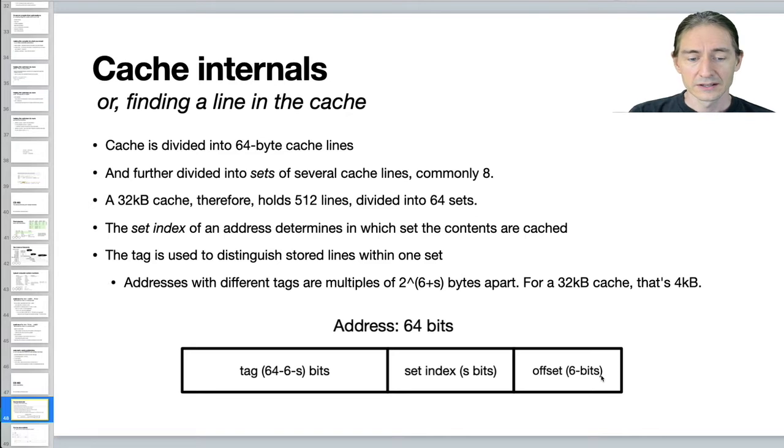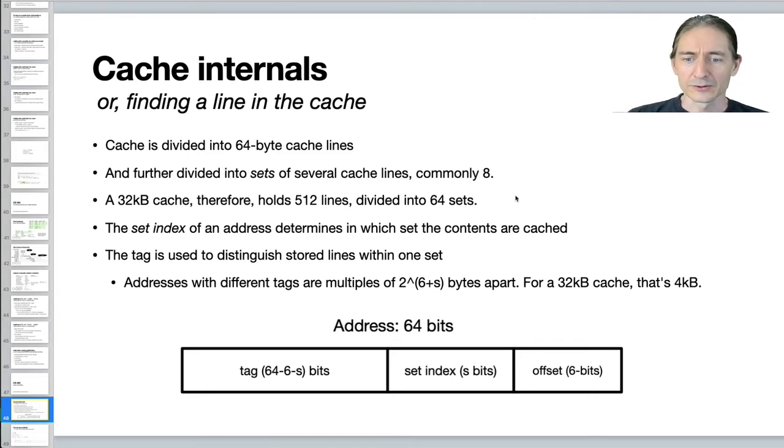For the rest, we don't care. The cache doesn't worry about the offset. And then it's further subdivided into sets of cache lines. In this case, on pages, we have 8-way associative caches, or at least that's the best we could find out in class.